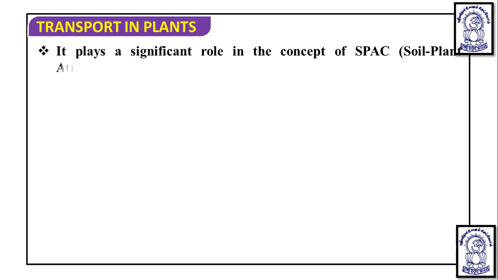It is known that transpiration plays a significant role in the concept of SPAC, that is, the soil plant atmosphere continuum. It means the water is absorbed from the soil, it goes within the plant, it moves up in the plant, and from the aerial surface it is lost to the atmosphere. Again through rain it will reach the soil, and then it will come again within the plant, and the cycle goes on continuing.